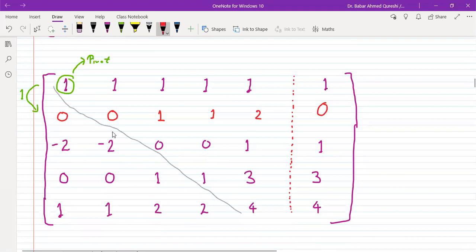So I'm going to do the same thing with this row. I want to bring a 0 over here. So I take this, multiply by 2, and add to this row. So I'm going to get a 0 here.